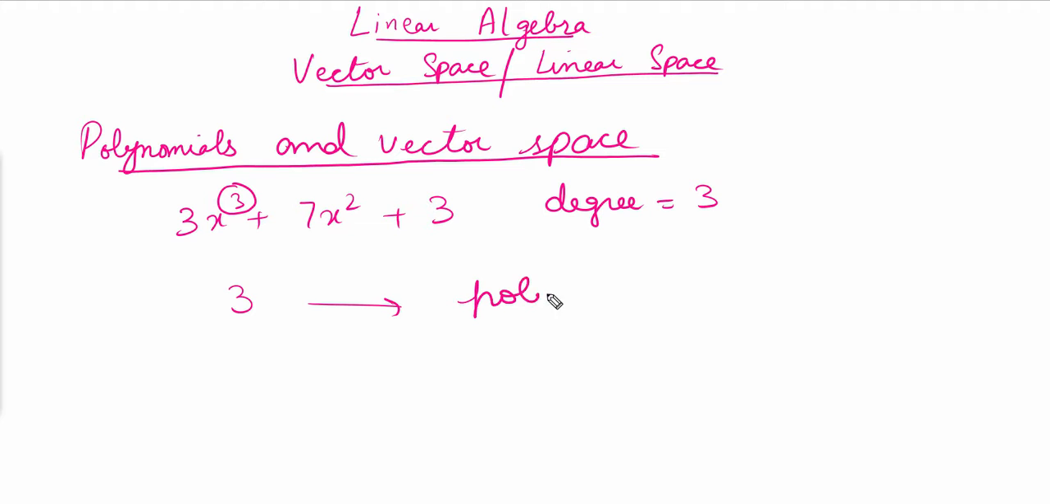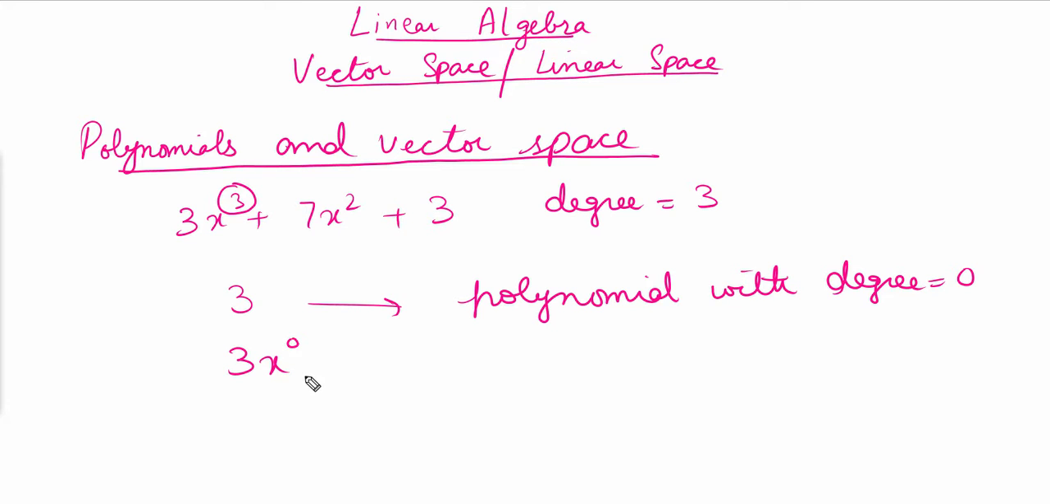A polynomial with degree equal to 0. Why? Because if you write x with it, it's like x to the power of 0, which is equal to 1, so 3 times 1 is equal to 3. That's why a constant is considered a polynomial, and such a polynomial has 0 degree. Now why am I discussing polynomials with you? Because we have to see whether a polynomial belongs to a vector space or not.